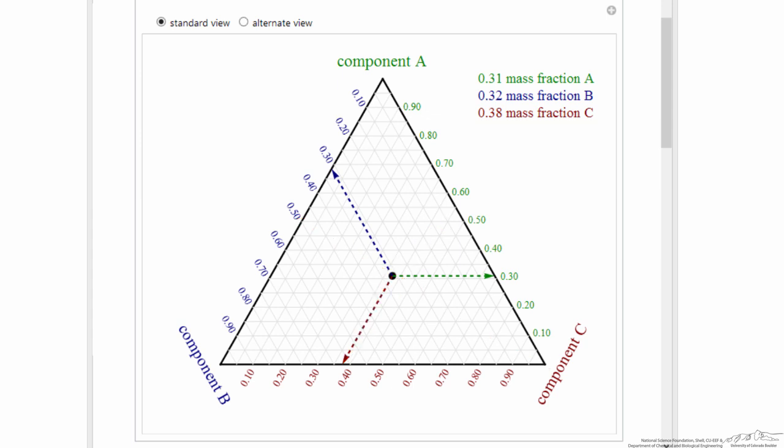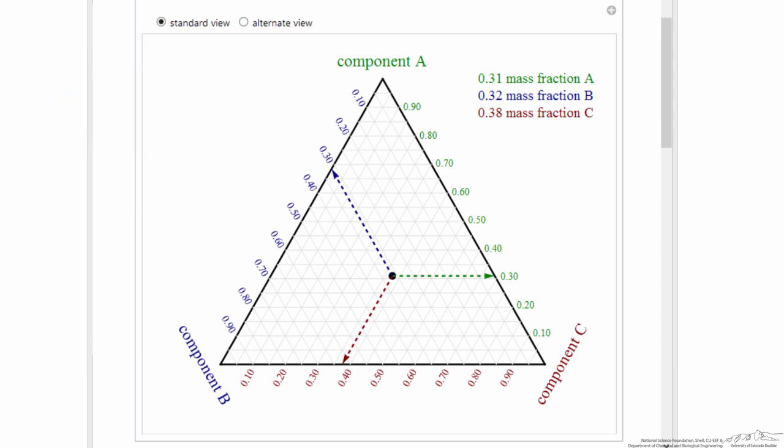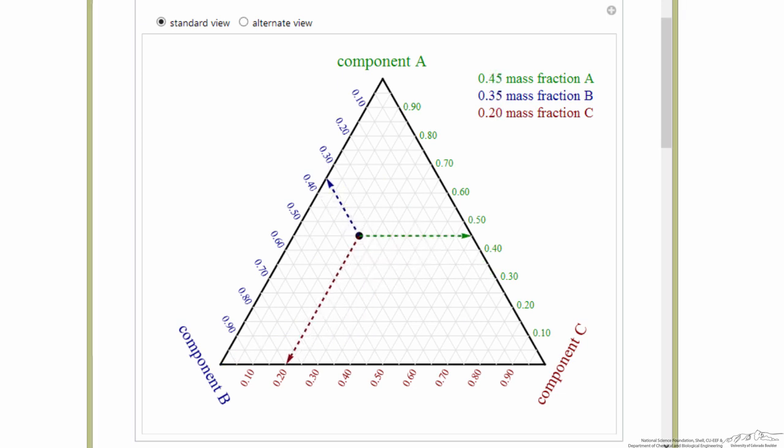So try this with component B. Draw a line away from component B's apex. We get to 0% B on the line between component A and component C, and any lines perpendicular to this are going to give us our readings. So you can see that going this way, we get a reading of 0.32 for our mass fraction of B. So you could play around with the simulation to test yourself and also see how things change.